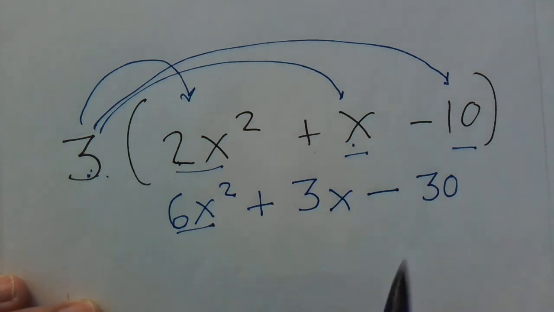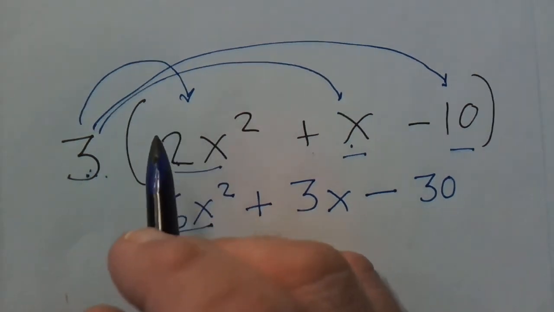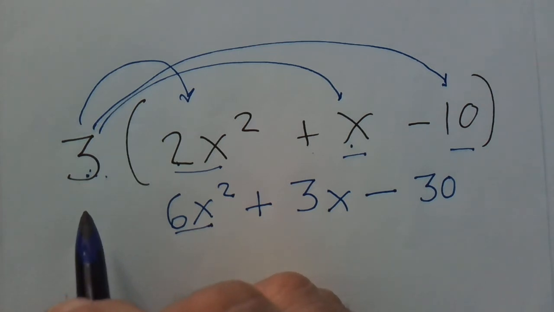And that, my friends, is how you multiply using the distributive property. Hopefully you found that easy.